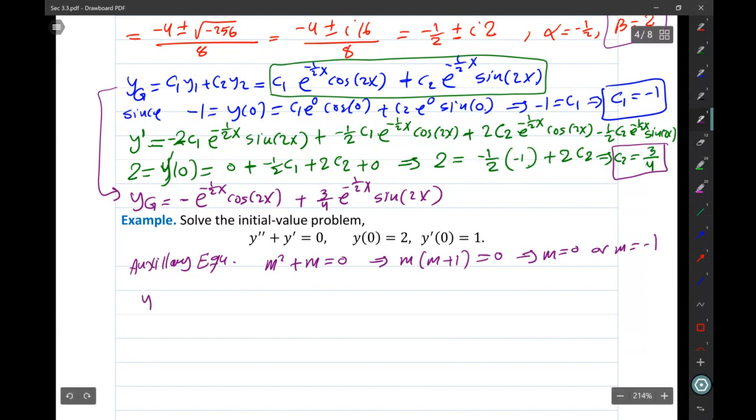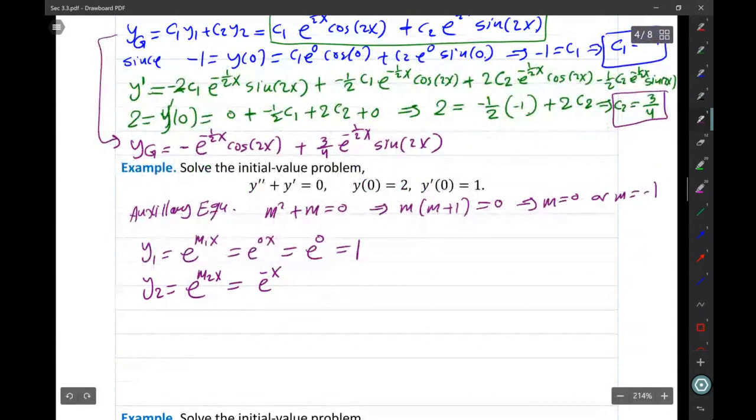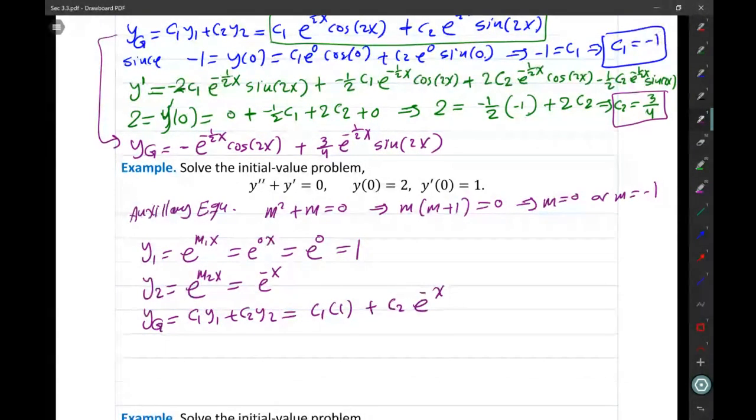Now the first solution y1 is e to the power m1 x, e to the power 0x, which is e to the power 0, which is equal 1. The second solution y2 equals e to the power m2 x, which is e to the power minus x. Now yg is c1y1 plus c2y2, which is equal c1 times 1 plus c2 e to the power minus x. So this is my general solution.